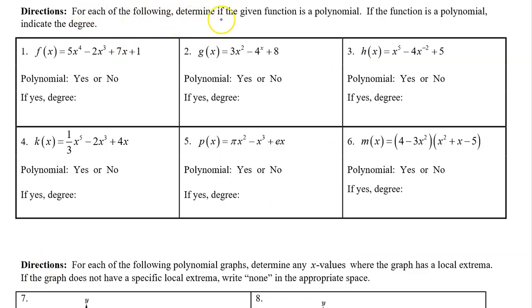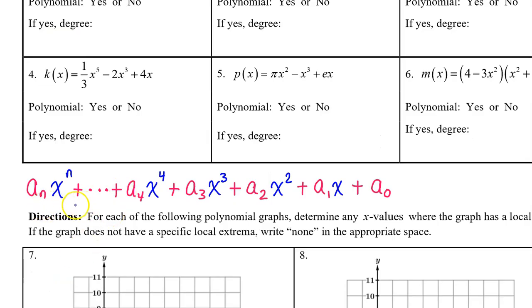For each of the following, determine if the given function is a polynomial. If the function is a polynomial, indicate the degree. A polynomial is a function that can be written in this form, where a0, a1, a2, a3, and so on are called the coefficients. And these coefficients can be any real number. So a1 could be pi, a2 could be negative 2.3, a3 could be radical 7. These coefficients can be any real number.